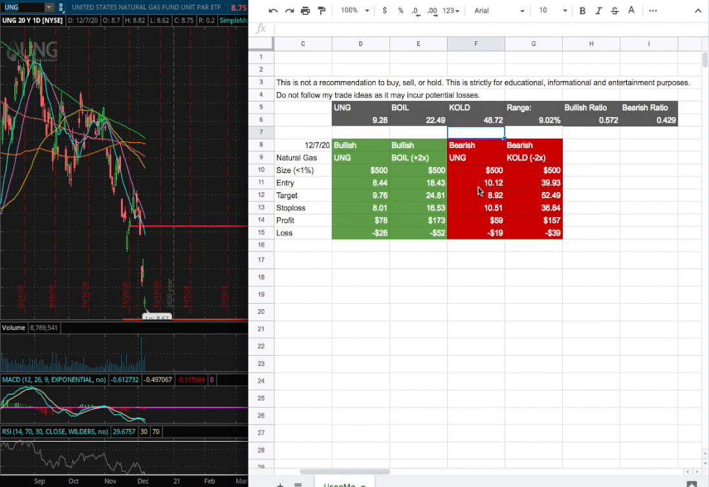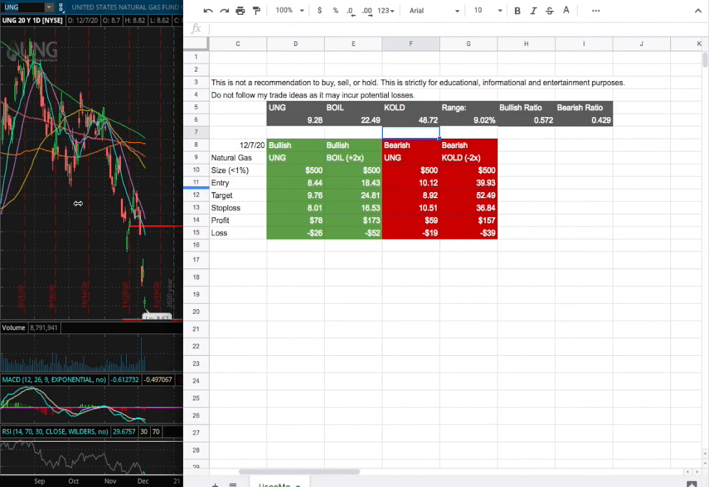However, if I were to open a short position, my entry is at $10.12, and that is this range here. My sell target's at $8.92, and my stop loss is at $10.51. So whichever entry price were to hit first, that'll be my position of the week.